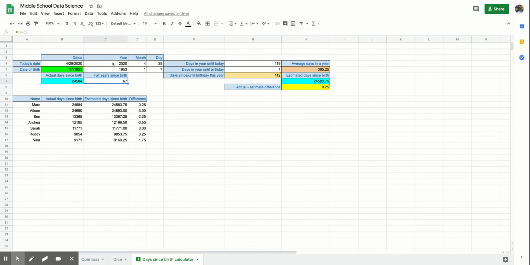Down here, I took the total difference in years between today's date, 2020, and the date of my birth, 1953, and that's 67 years. So 67 years times 365 and a quarter, right? So C7, 67, times H5, 365 and a quarter, plus this number 112. 112 is the difference, the days since my birthday.